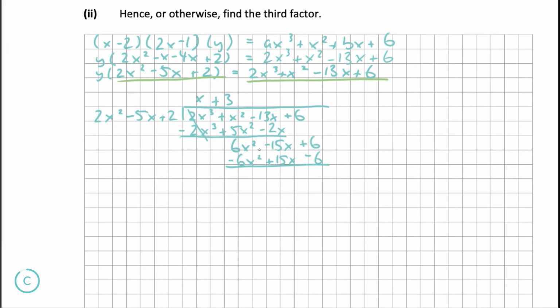And if you've done your long division correct, everything here should equal 0. This cancels, and this cancels. So that gives us 0. Therefore, we can say that the third factor is x plus 3. And that's question 2, all done.